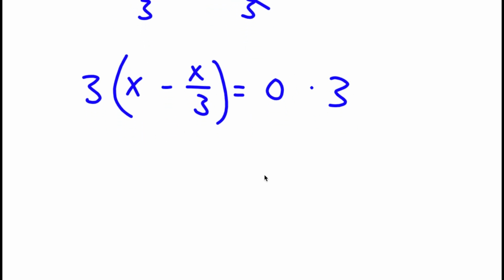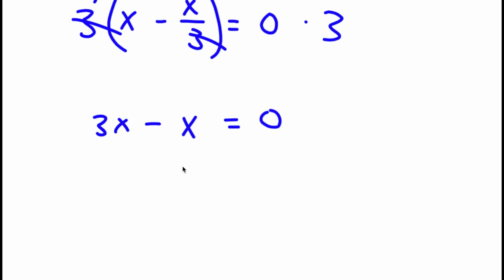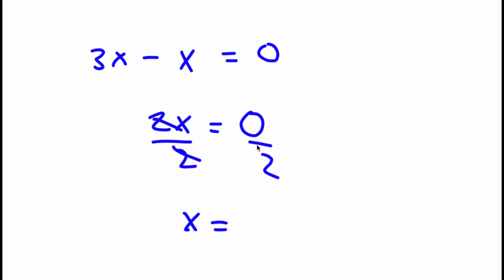So 0 times 3 is simply 0. And 3 times x minus x over 3, well, I'm going to have to distribute this to all my terms. 3 times x is 3x. And negative x over 3 times 3, these two 3's cancel out, so I'll simply just be left with negative x. So I have 3x minus x equals 0. 3x minus x is 2x, so I have 2x equals 0. So to solve this, I'm going to divide both sides by 2. These two cancel out, and I'll be left with x is equal to 0 divided by 2, which is 0.